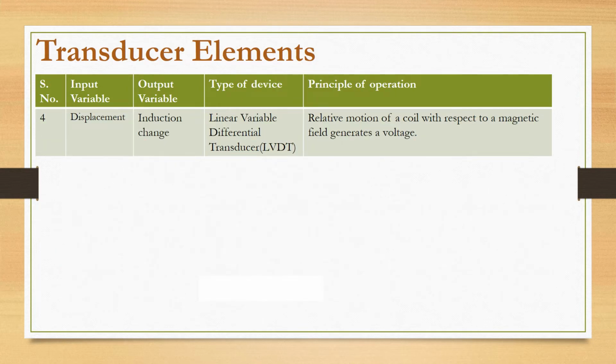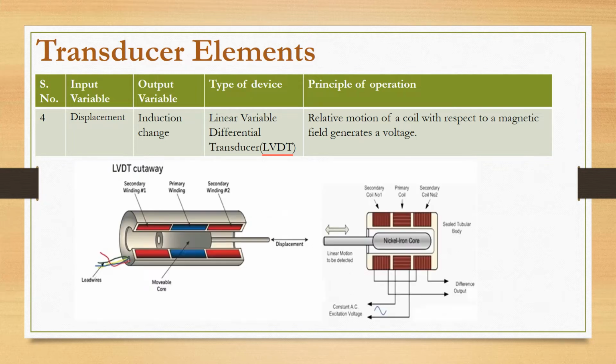Now the next transducer element is the LVDT, linear variable differential transducer. So it converts the displacement into the change in induction. So this is the diagram of the LVDT. This is a 3D diagram, while this is the circuit diagram.